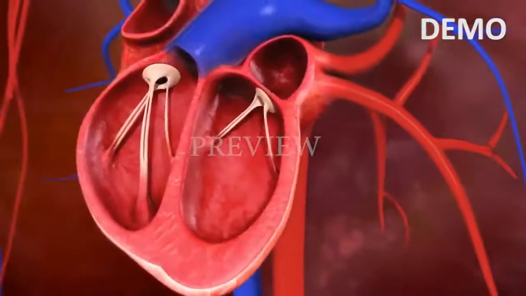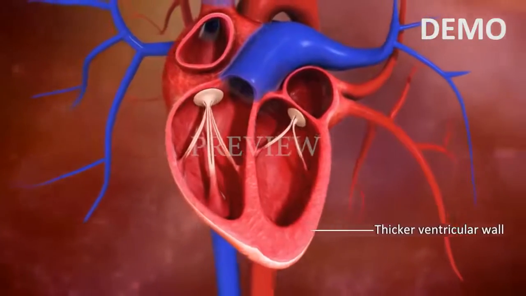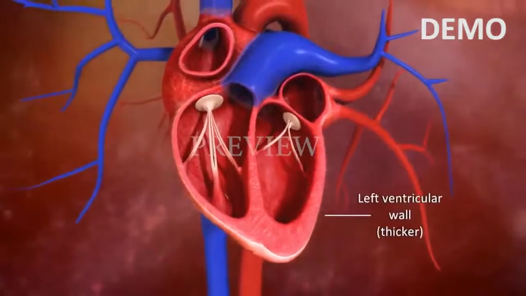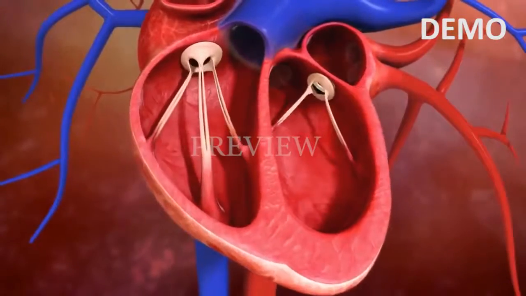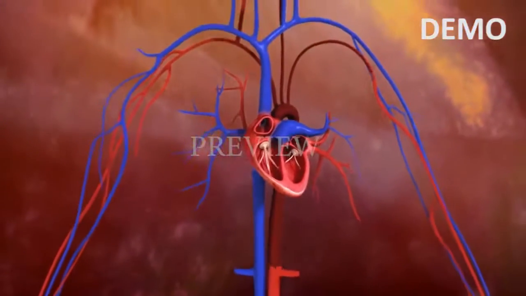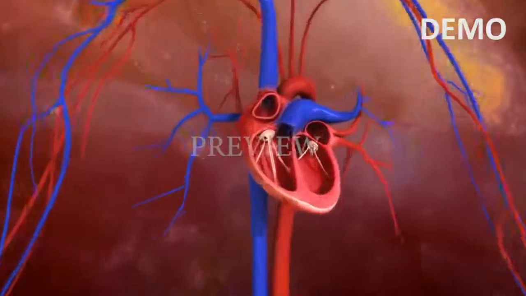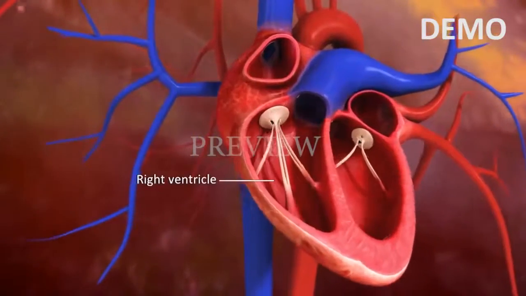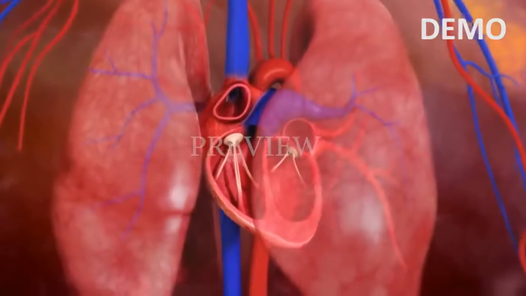The atria have thin walls and the ventricles have thick walls. The wall of the left ventricle is thicker than that of the right ventricle, as the left ventricle pumps pure blood to a large section of the body, and the right ventricle pumps blood only to the lungs.